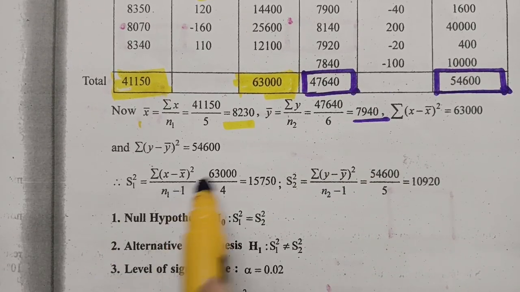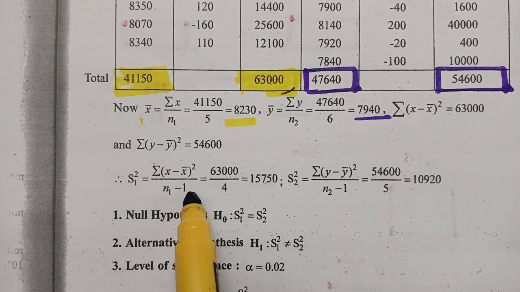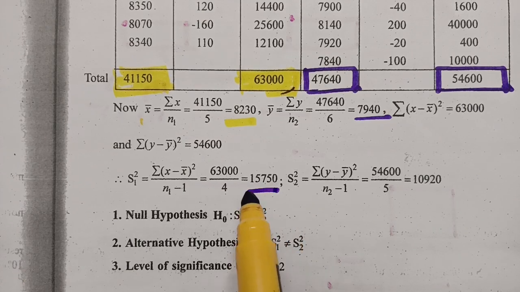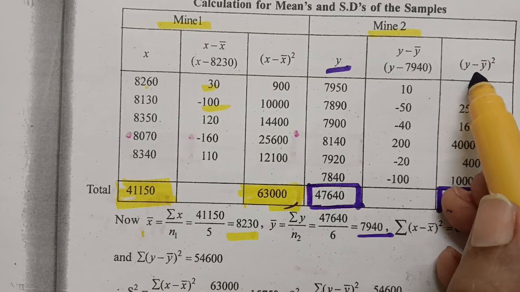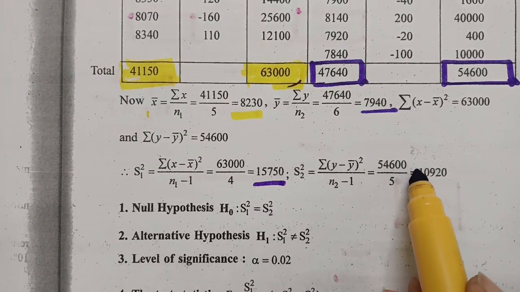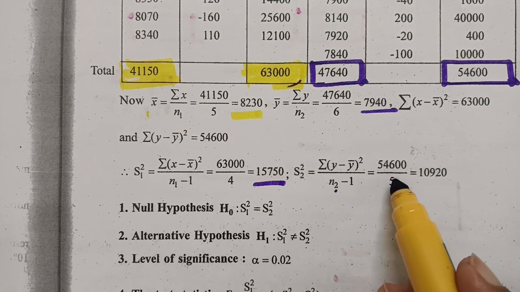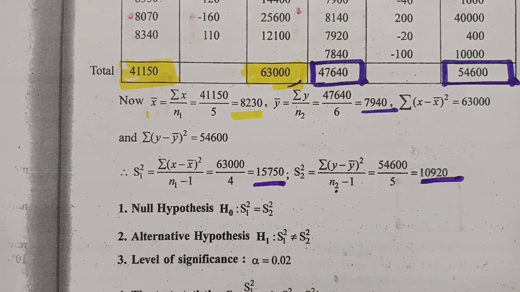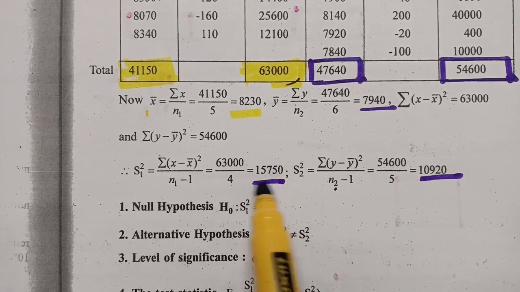And see here, S1 square is equal to this addition, that is 63,000 by N1 minus 1. N1 here is 5, 5 minus 1 is 4. The value here is 15,750. S2 square is nothing but sigma y minus y bar whole square. The total here is 54,600 by N2 minus 1. Here N2 is equal to 6, 6 minus 1 is 5. The value here is 10,920. So when you compare which one is greater, this value is greater.